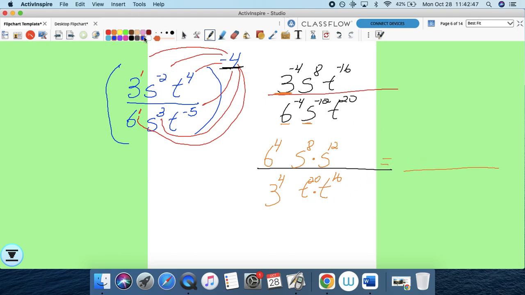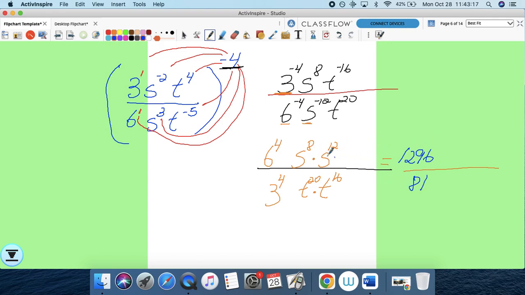Okay, so let's take care of the 6. Let me get a calculator. Well, 6 to the 4th power is 1,296. 3 to the 4th power is 81. So I'm going to leave that like that for now. I'll try to simplify it later.